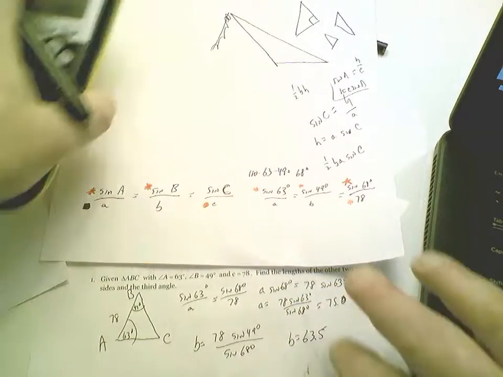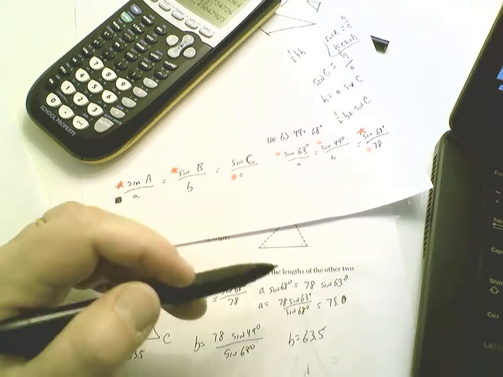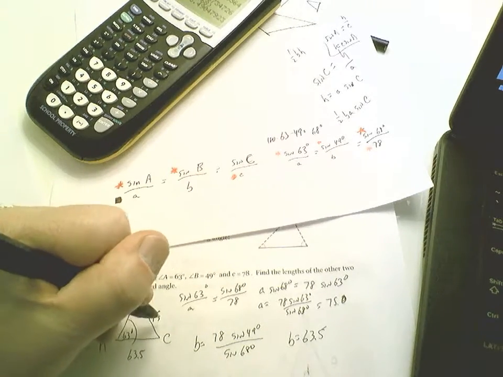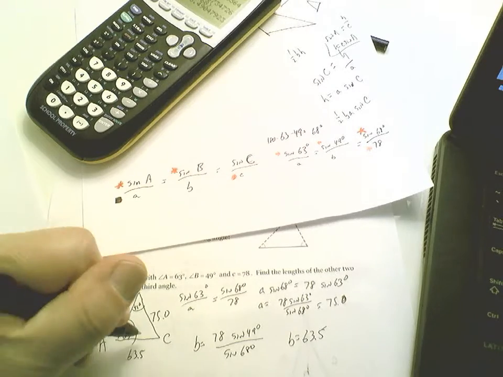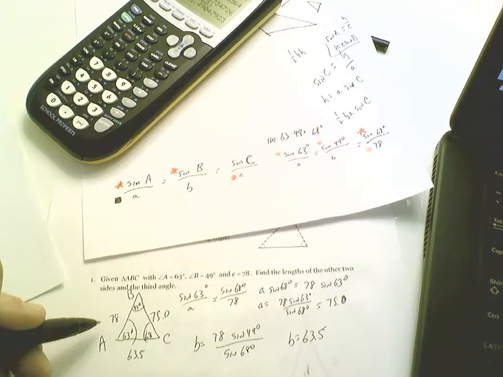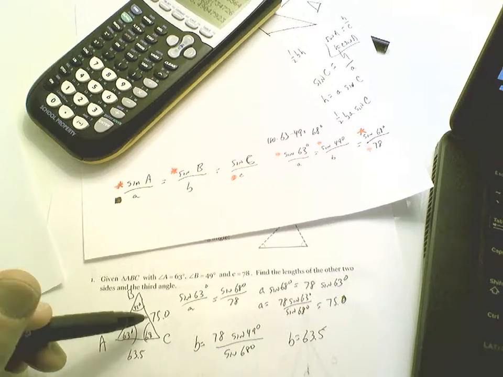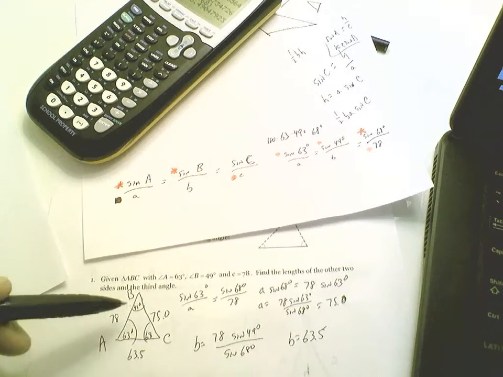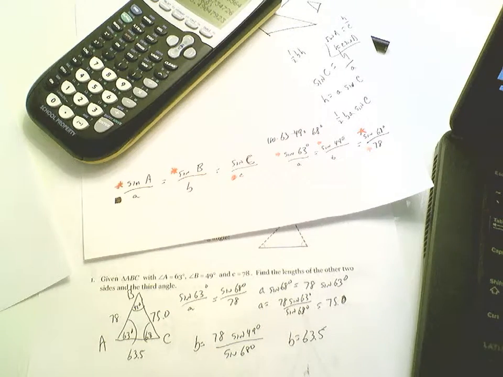And I can go ahead and fill in the rest of my triangle. Little b, 63.5. Little a, 75.0. It's a nice triangle. By the way, little sanity check. What's my biggest angle? 68 degrees. What's my biggest side? 78. Hey, it's opposite that. 63 is the middle. 75 is the middle length in terms of my sides. My smallest angle is 49 degrees. My smallest side is 63.5.